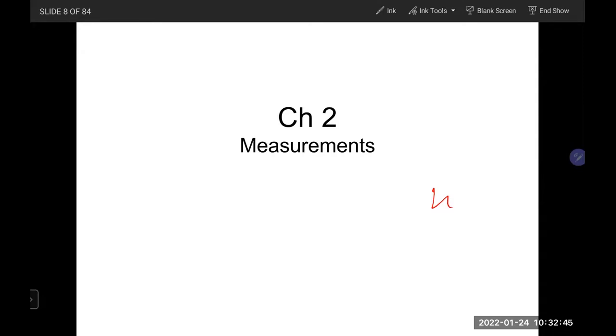All right, so chapter 2, we're going to talk about measurements. Just remind everybody, hear me okay? Okay. So in this chapter, we're going to talk about how to properly take measurements. We're going to talk about things like significant figures and how to record all those things.